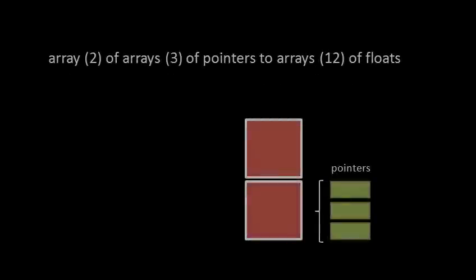One more example, if we have an array size 2 of arrays size 3 of pointers to arrays size 12 of floats, well, first of all, that's an array size 2, so we have 2 things, one after the other, represented here as red boxes, and each one of those red boxes is itself an array size 3 of pointers, here represented in green, and that's what this thing looks like. Each one of those pointers is a pointer to an array size 12 of floats, but those things are elsewhere in memory. They're not part of this array, so we don't diagram them.